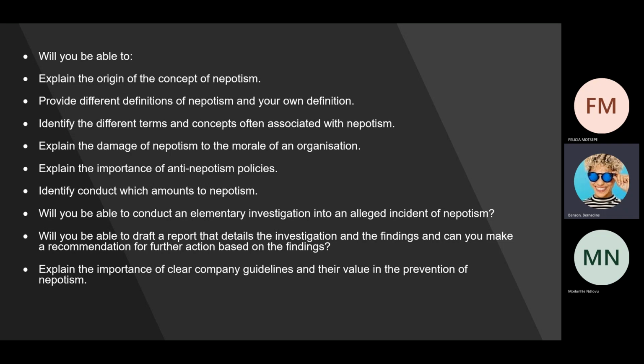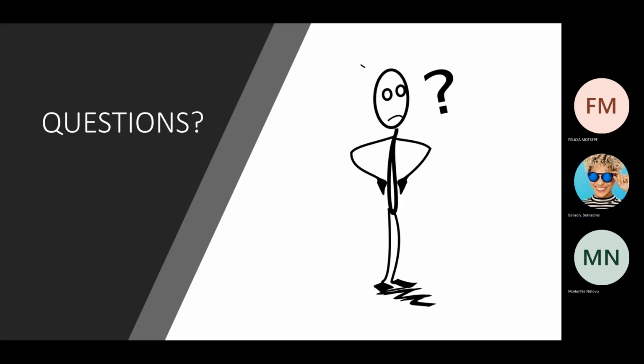And would you be able to explain the importance of clear company guidelines and their value in the prevention of nepotism? Not only addressing, we want to prevent. So in other words, inform people that this is the type of things that the company does not permit. So these are the things you should be able to do at the end of this unit. And then we ask ourselves, are there any questions?